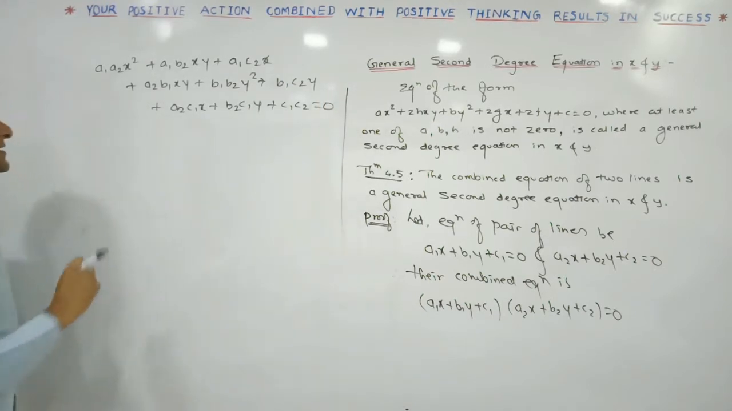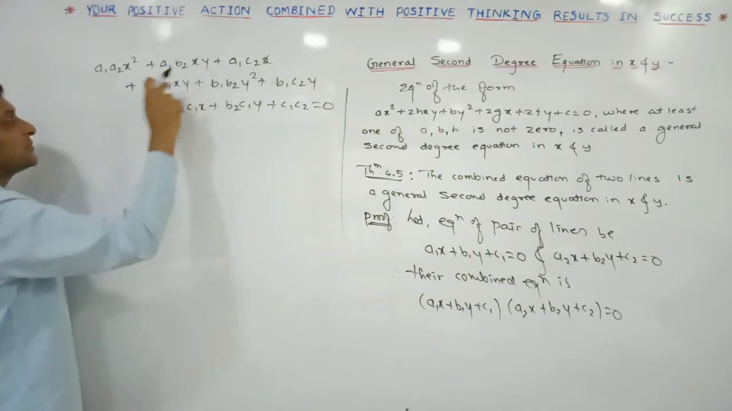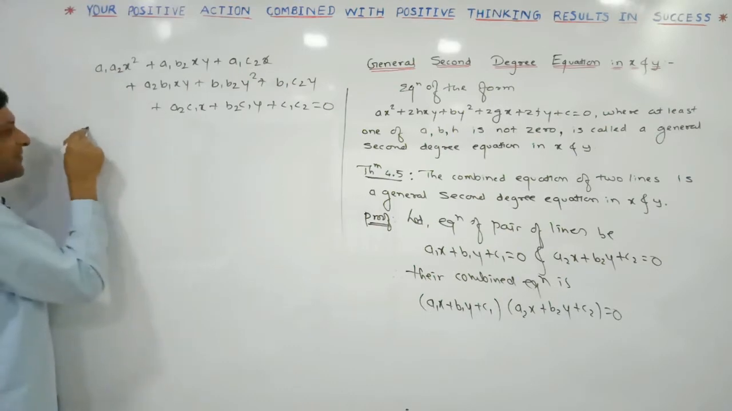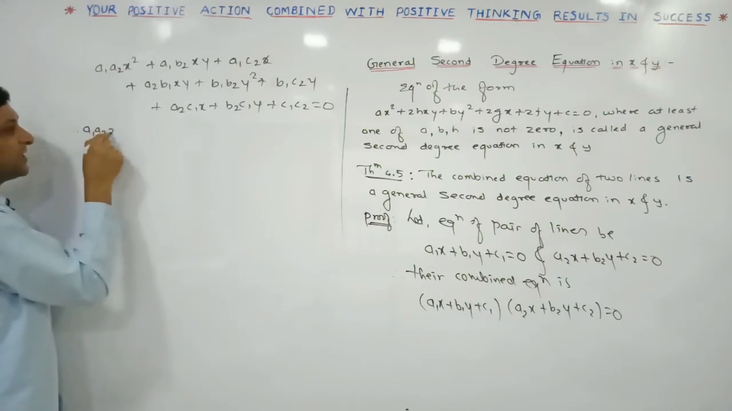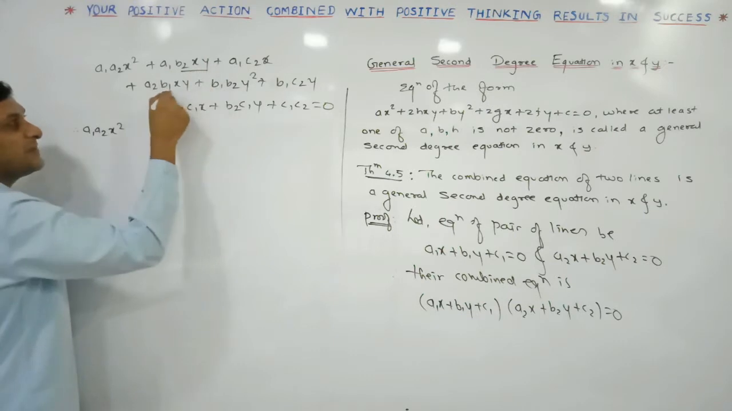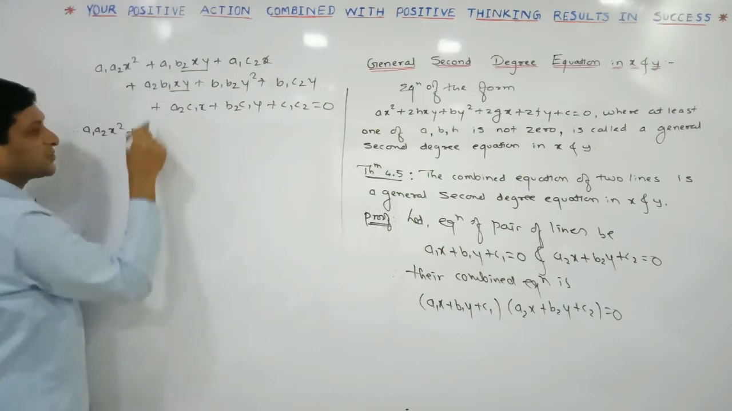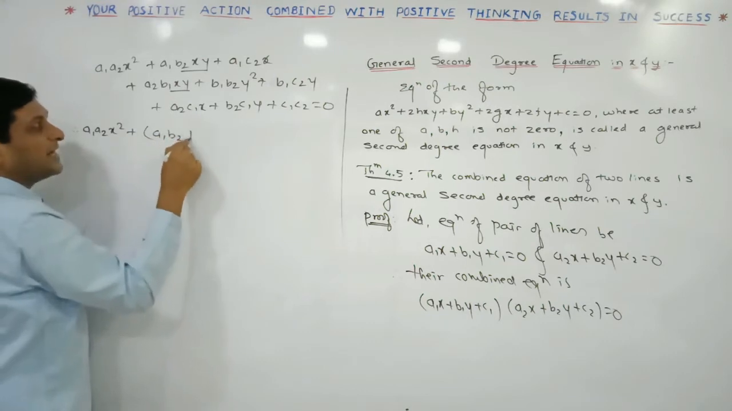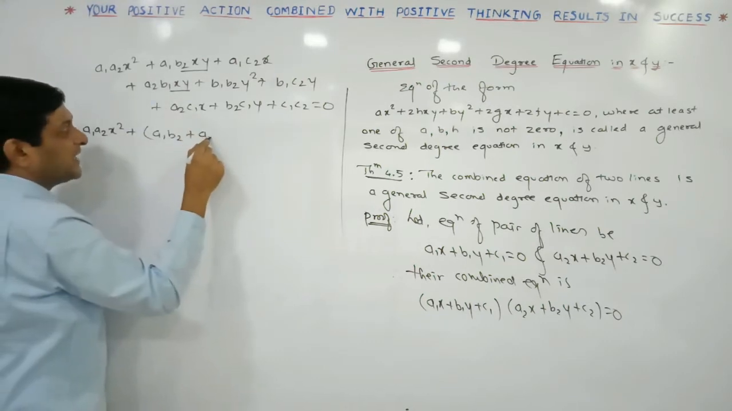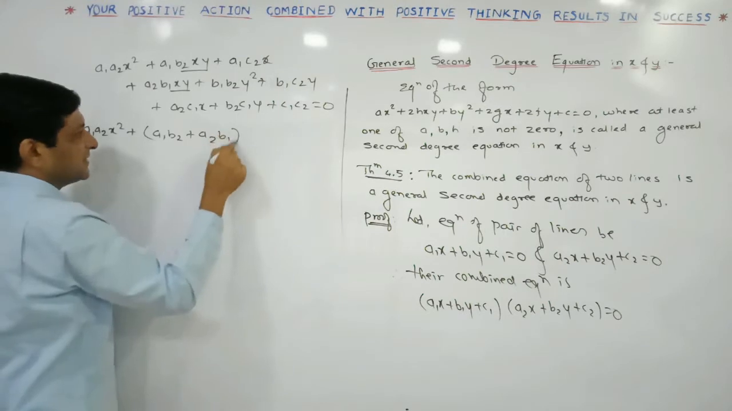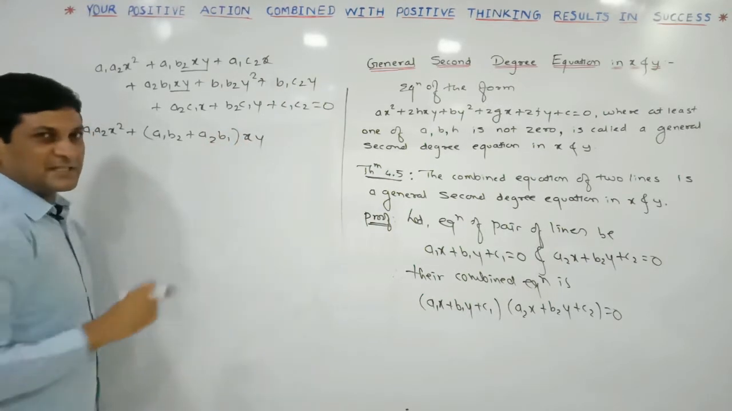Now if we collect the terms of xy, two terms of xy are there, and only one term of x square is there, so don't disturb it, keep it as it is. Then collect the terms of xy. If we take xy common from these two terms, here its coefficient is a1 b2 and here its coefficient is a2 b1 xy. Just we have collected the terms of xy.